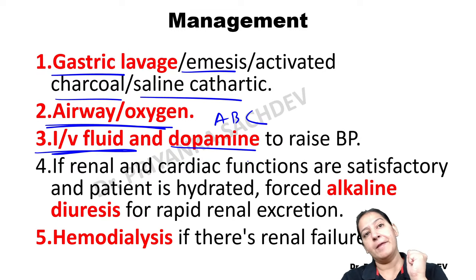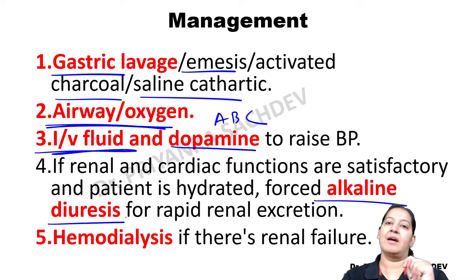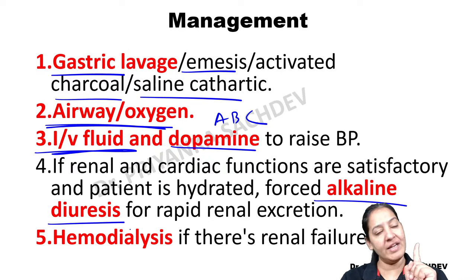To increase the pumping of the heart, give dopamine, right? After that, you want to excrete the barbiturate out of the body. Out of the body, yes or no? So barbiturate is an acidic drug. To excrete the acidic drug, you want alkaline diuresis. So make the urine alkaline so that he can excrete the barbiturate present in the blood.